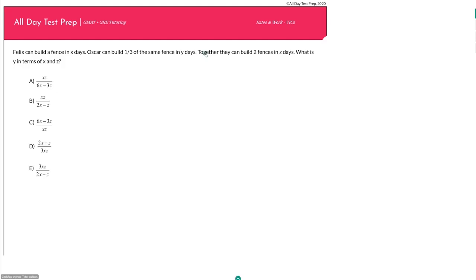So let's see what testing numbers looks like here. So same question. Felix can build a fence in X days. Oscar can build 1/3 of the same fence in Y days. Together, they can build 2 fences in Z days. What is Y in terms of X and Z?